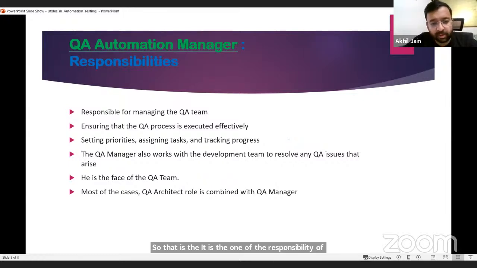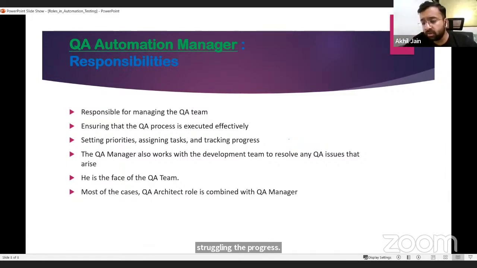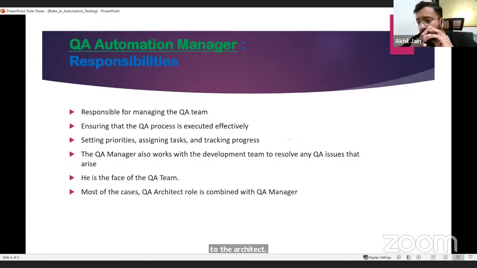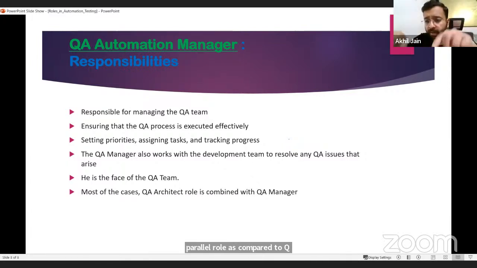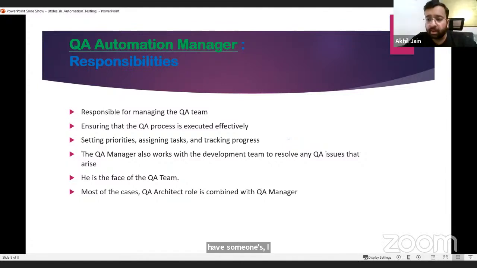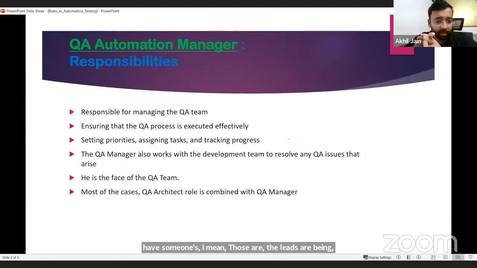Again, he's someone who is setting priorities, assigning tasks, and tracking the progress. He's also the person to whom the leads report. Leads are not reporting to the QA architect; leads will be reporting to QA managers. The QA architect is a parallel role compared to the QA manager. You can consider those two people sitting in the same position. It's just that the persons are not aligned to the architect, while the leads are assigned to the manager role.